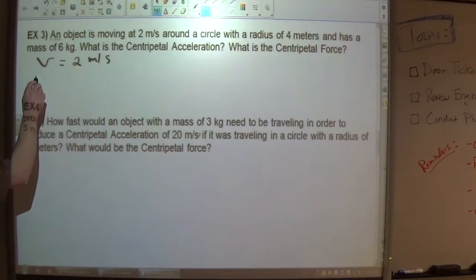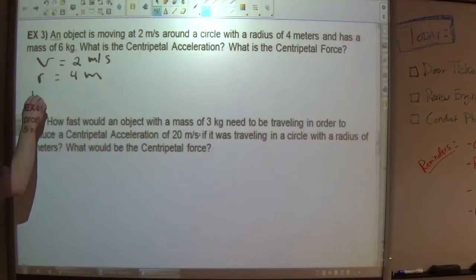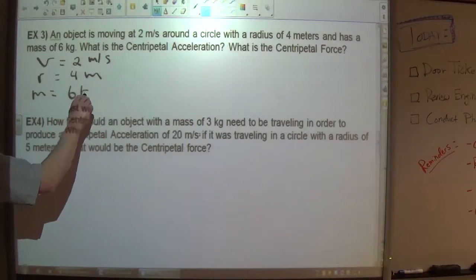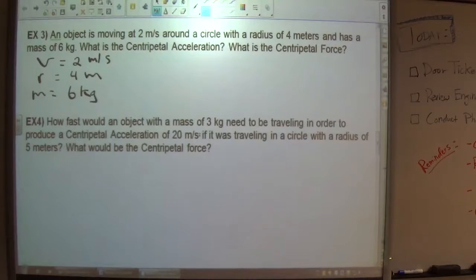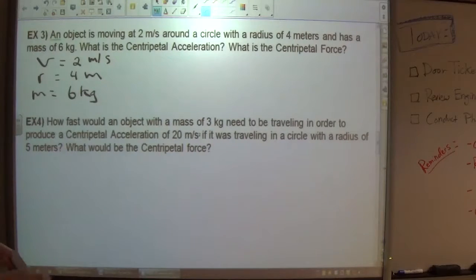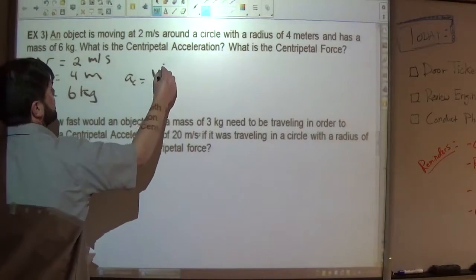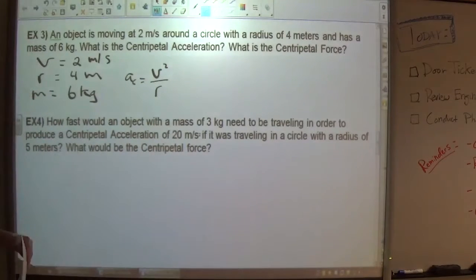They give us a radius equal to 4 meters, and they give us a mass equal to 6 kilograms. So the first thing they ask us to solve for is the centripetal acceleration. Acceleration centripetal is equal to v squared over r. So this is our equation from up above.